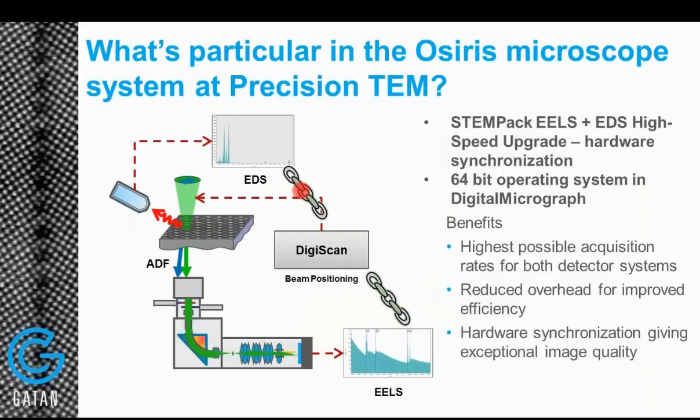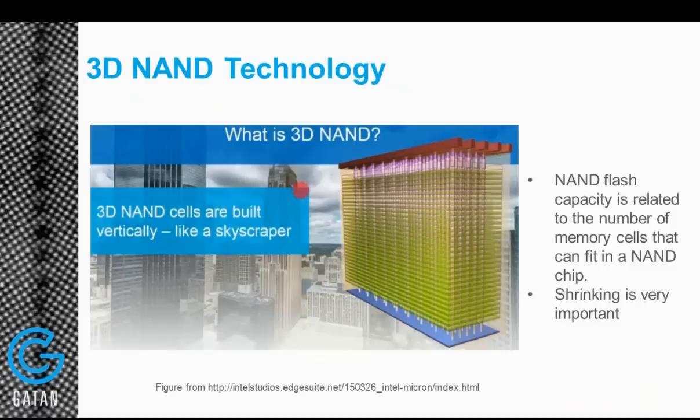All right, so let's start with analysis of the first sample, which is a 32 layer 3D NAND memory. I'm not really an engineer, I'm a microscopist. I've been looking at a lot of samples of this kind. This is very important from a technological point of view.